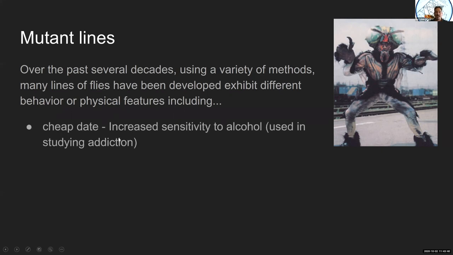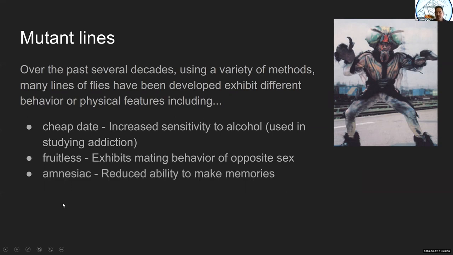So there's cheap date. This fly has a change in its sensitivity to alcohol. It's used to study addiction. We have fruitless, which exhibits mating behavior with the opposite sex. We have a fly line called amnesiac, which reduces the ability to make memories. We have a clock fly, which has different circadian cycles. And you can imagine how useful these lines are for studying fly behavior in all sorts of different contexts. It's really, really amazing. And this is really just the tip of the iceberg.